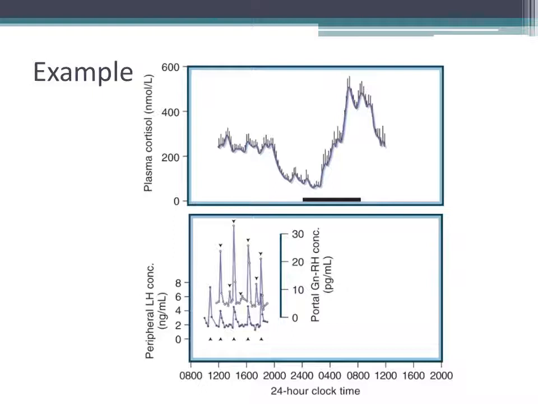The bottom graph shows you the pulsatility of LH depending on the GnRH pulses. So LH is produced following a pulse of GnRH. And you can see that in the lower graph. So each pulse of GnRH will eventually lead to a pulse in LH. And remember that both these hormones are pulsatile in nature.